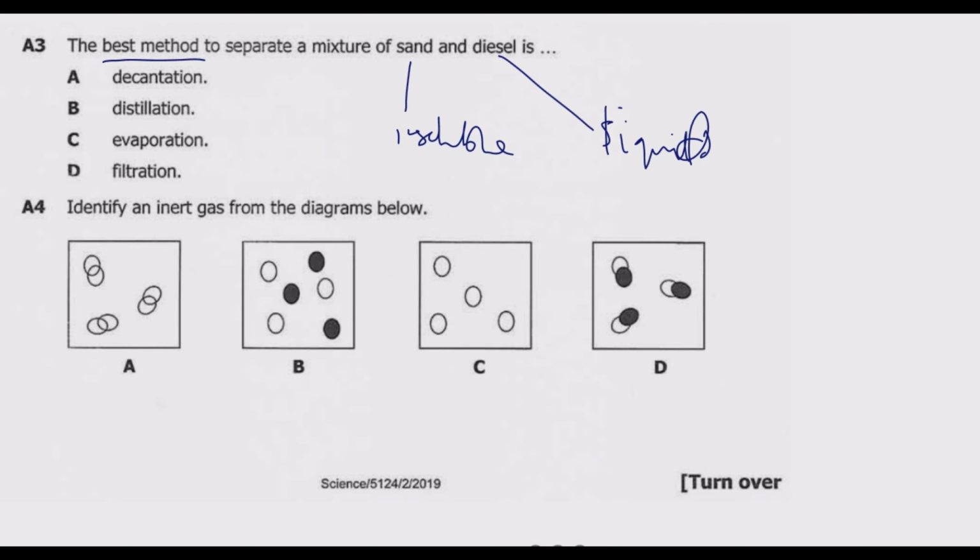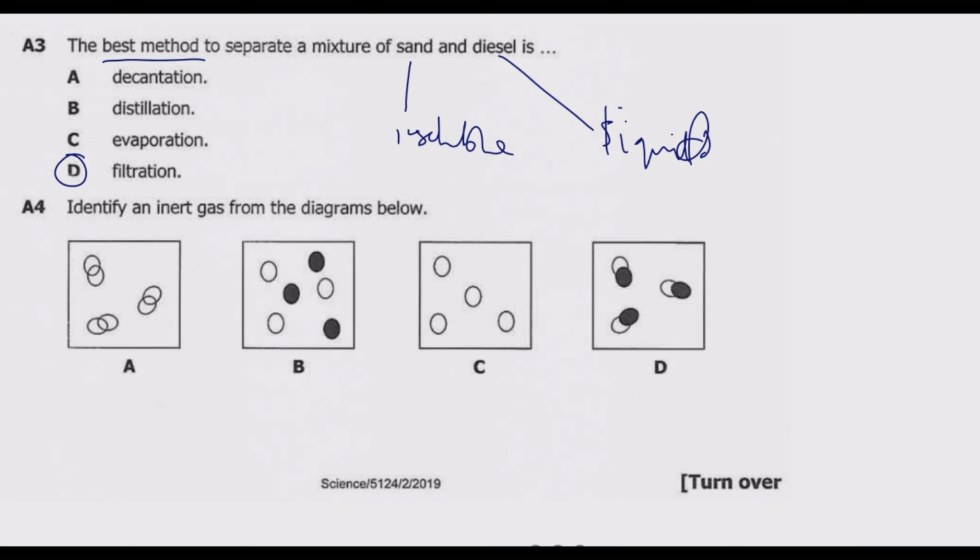So you can just filter these, then you are going to get the two mixture. So D is the best answer. We look at question 4. Identify an inert gas from the diagram below.